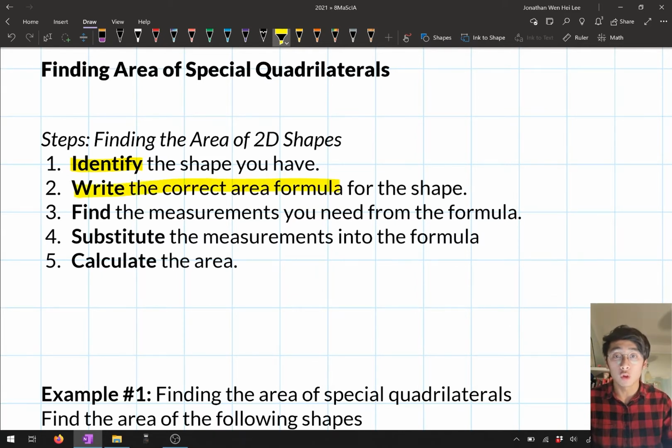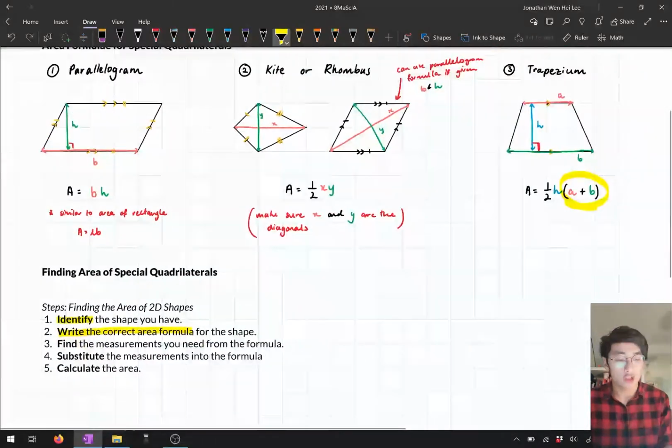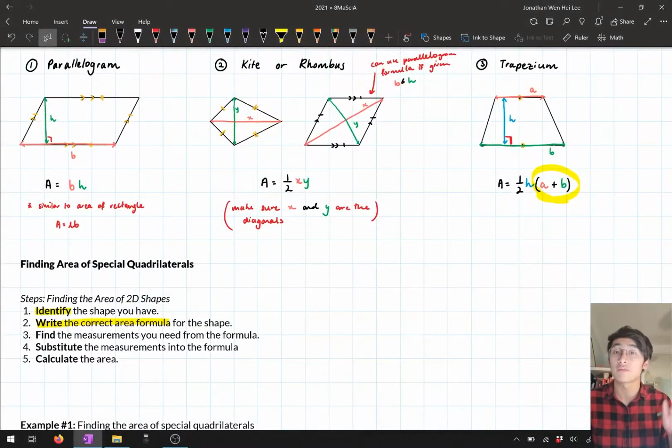If you have a look, we have our formulas up here, and hopefully you've had a chance to copy those down. If you haven't, you can pause it here and copy those down. All we're going to do now is write down that formula. If it's a parallelogram, we're going to write down A is equal to BH.